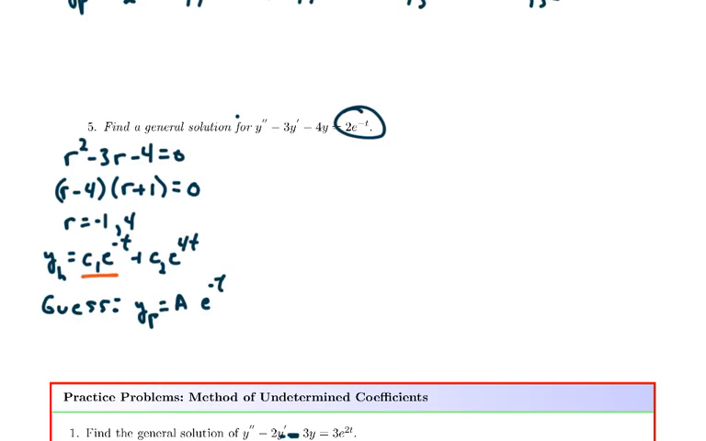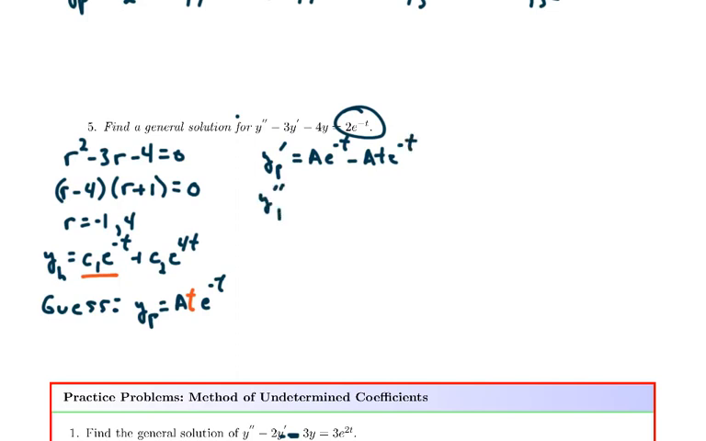When you have your first guess already in the homogeneous, which is why you should check the homogeneous first, what you do is you then go up a power in t. So I'm going to multiply by t: a t e to the negative t. And from this point, I'm going to progress as we did in the previous ones. So y p prime is going to be a e to the negative t minus a t e to the negative t.